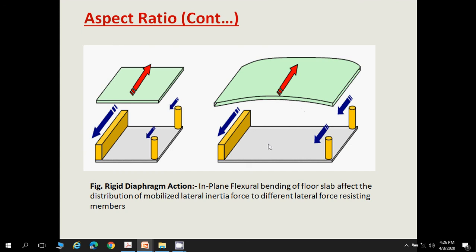So in this picture it is clear that if the aspect ratio, or the length to width ratio, is less than 4, then rigid diaphragm action will occur, and if the aspect ratio is greater than 4, then flexural bending of the floor slab occurs, so that they cannot transfer the load to the lateral load resisting system in a good manner. And this figure is taken from a manual on some concepts in earthquake behavior of a building, published by the Gujarat State Disaster Management Authority.